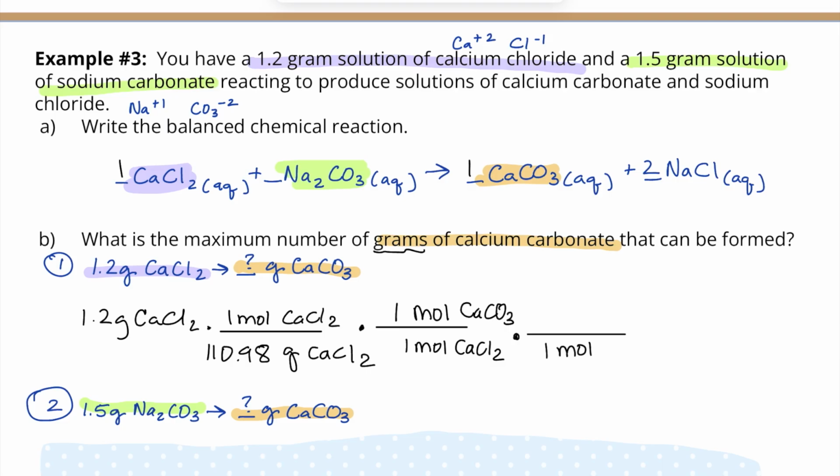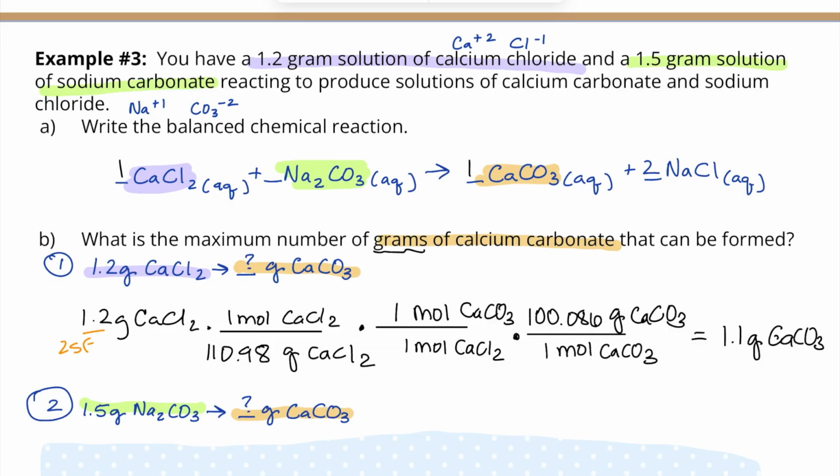And so we know 1 mole of CaCO3 is going to equal its molar mass. That molar mass is going to go on the top. If I go to my periodic table, 1 calcium, 1 carbon, 3 oxygens, 100.086 grams of CaCO3. And then I can do that calculation, and I get 1.1 grams of CaCO3. I'm leaving 2 sig figs because I have 2 sig figs here.